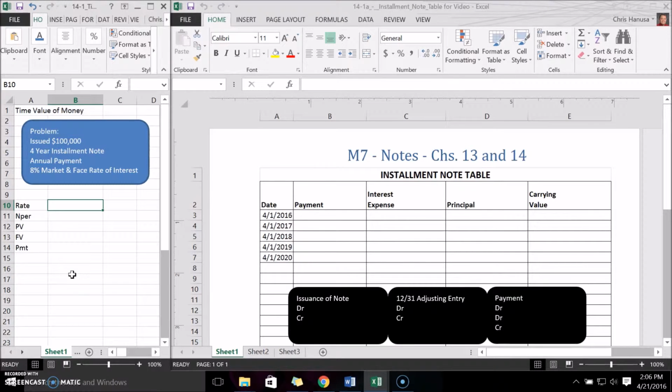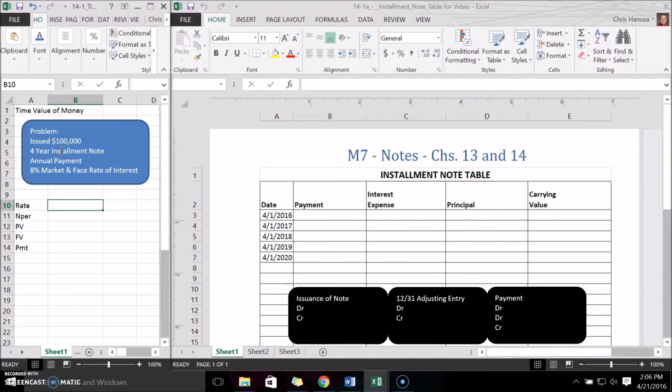This is going to be the first in a series of different notes problems. So here's the first installment in the series. You can see the problem that we are dealing with here is a $100,000 note that we have issued. It's a 4-year installment note.